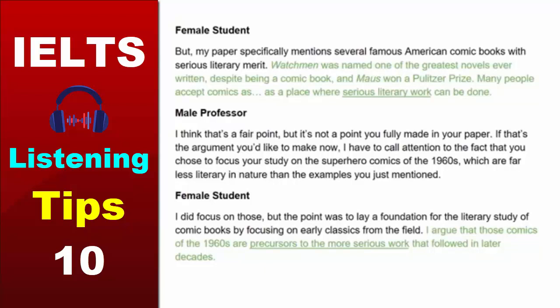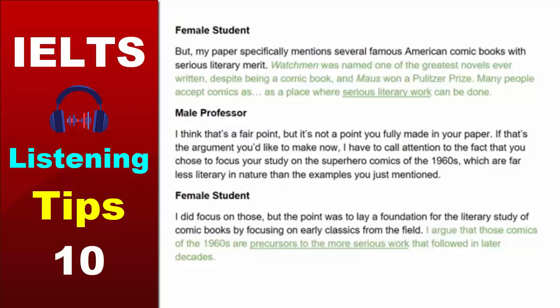Okay, so towards the beginning of the passage you heard, the comic books Watchmen and Mouse were mentioned right away at the beginning. And after she mentions those, she says this: many people accept comics as a place where serious literary work can be done. Okay, so she says there that many people accept. That's a paraphrase of the phrase from our answer choice B, where it says widely accepted. Okay, so many people accept that these are serious literary works. Okay, so B is your correct answer for these two comics, Watchmen and Mouse.